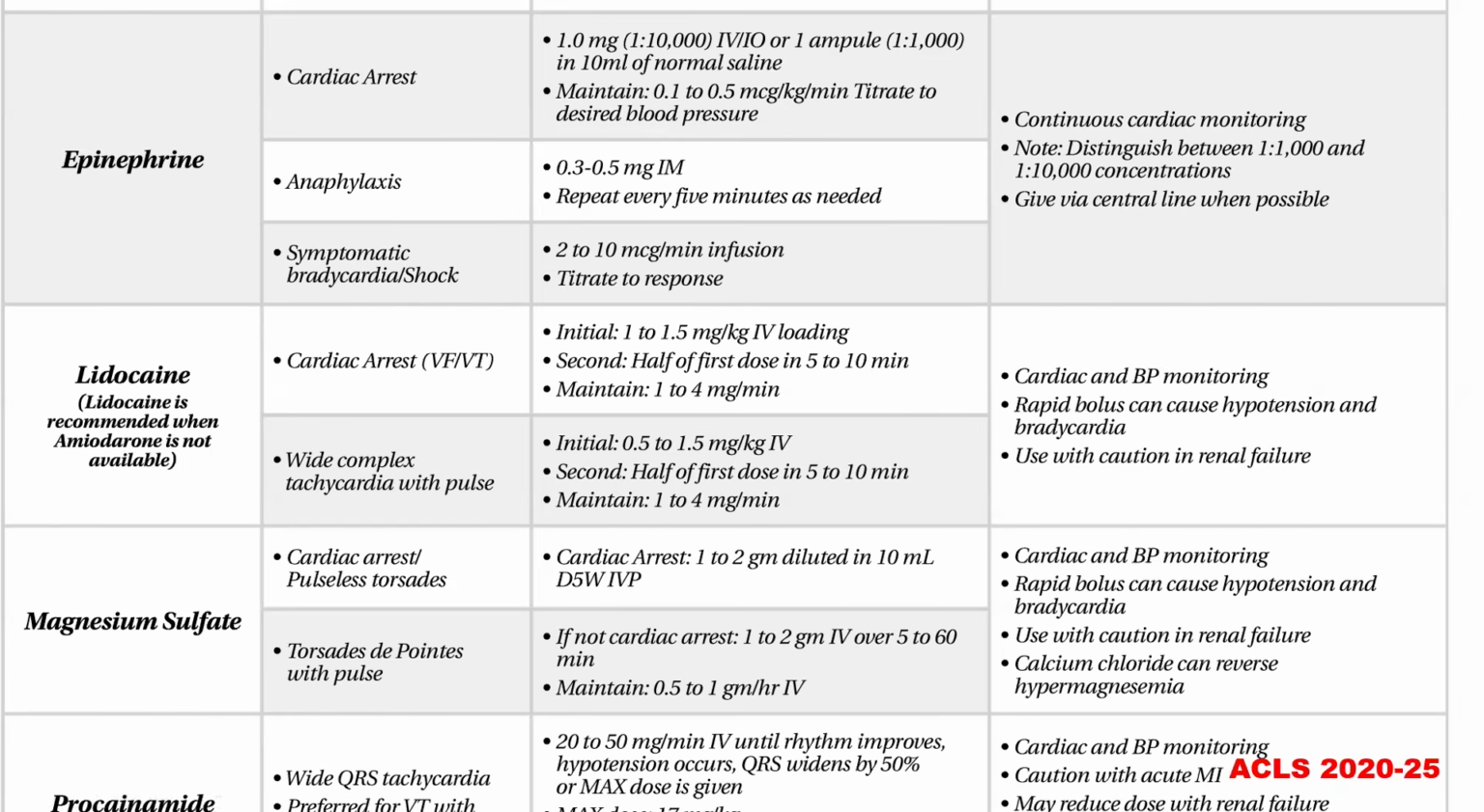Cardiac. All these patients need to have cardiac and blood pressure monitoring. Rapid bolus can cause hypotension and bradycardia. Use in patients with renal failure. Magnesium sulfate is an important medication in torsades.